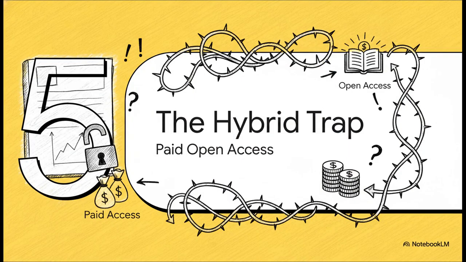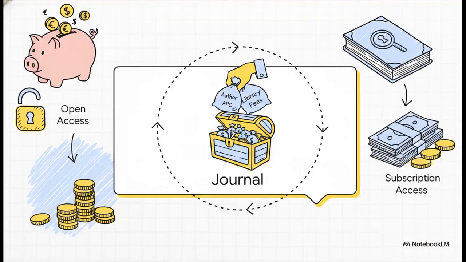Okay, Section 5, the hybrid trap. Now, there is a really strong warning from our source material regarding hybrid open access. To quote them directly, "in effect, the journal is getting paid twice under this model." So here is how the mechanics of that actually work. A journal operates fundamentally as a traditional subscription-based journal, but they offer you the option to make your specific article open access by paying an APC.